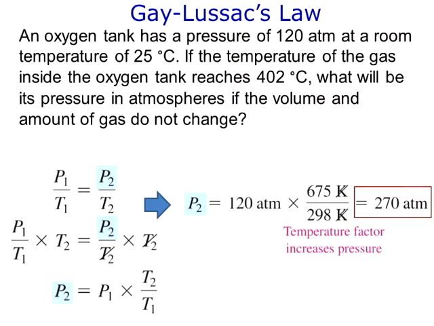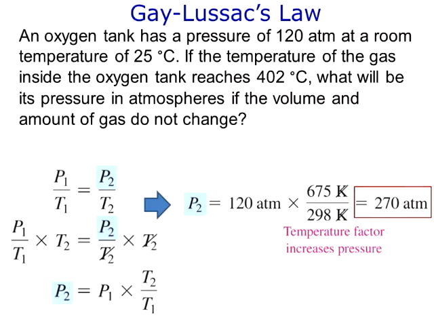So let's work a problem. An oxygen tank has a pressure of 120 atmospheres at a room temperature of 25 degrees C. Right away, I see 25 degrees C. I think K. And I've converted it in my head already, but I'm going to show it on my paper by writing 25 plus 273, just so it's clear. And I show all my work, so I've done that conversion already because that's how I think. If the temperature of the gas inside the oxygen tank reaches 402 degrees C, which I think in K, 402 plus 273.